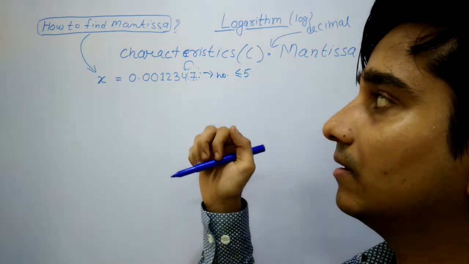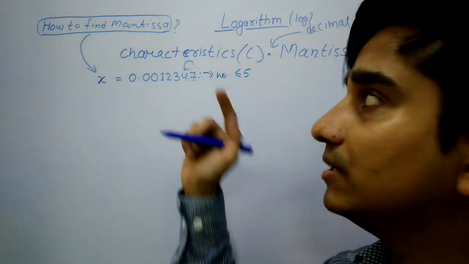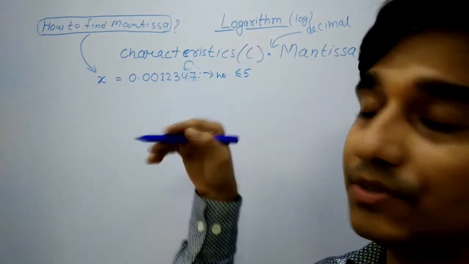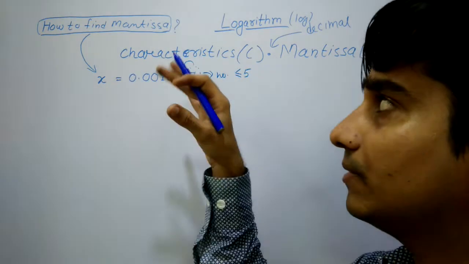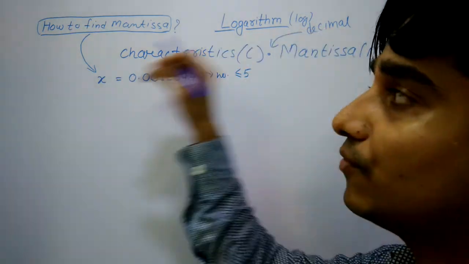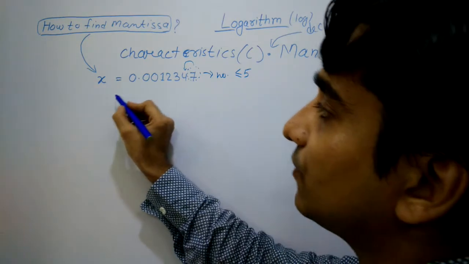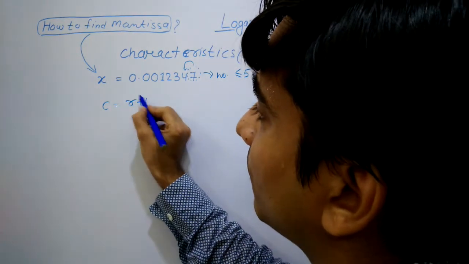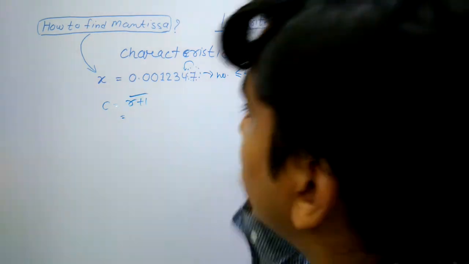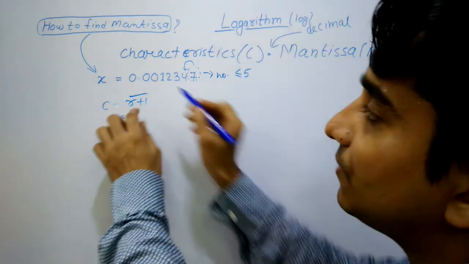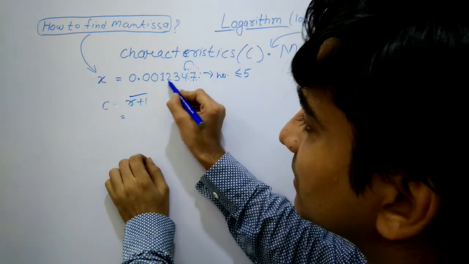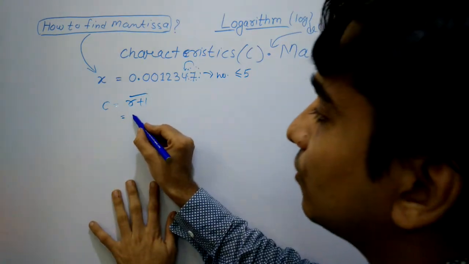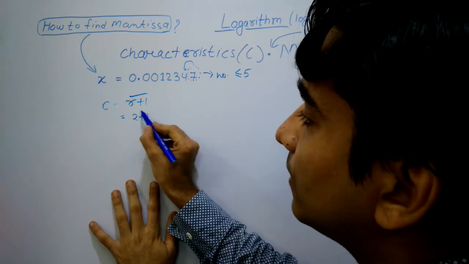Total 7 is there. And for that one you have to find out the characteristics as well as the mantissa. I already taught in the last video how to find out the characteristics, and here I am telling about how to find out the mantissa. So you have to find out the mantissa for this one. C is equal to R plus 1 bar. R is what? The number of 0s present between the decimal and the first significant figure. So how many 0s are there? Total 2. So you have to write down 2 plus 1 bar.